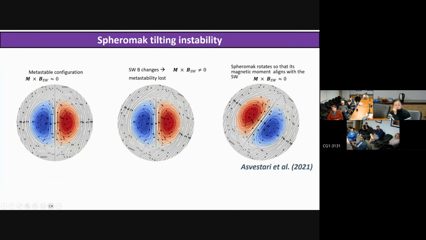So when we launch the spheromak in the heliospheric domain, if there is a mismatch between the magnetic moment of the spheromak and the background solar wind, then it falls into the metastable state, and it tries to rotate into such an orientation that it comes back to the stable condition. That was the main reason why, when we launch this kind of structure in the heliospheric domain, it starts to rotate.